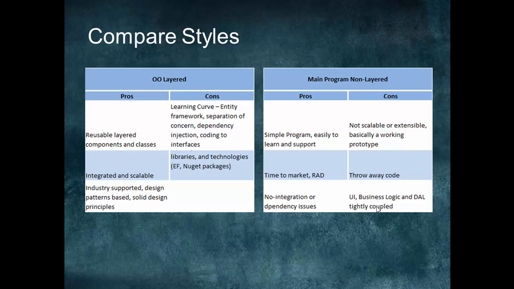When you have a layered object-oriented style, you have reusable layered components and classes. It's an integrated style. It's very scalable. It's also considered to be an industry-supported or recommended approach. It uses a design patterns-based approach, and what many folks call SOLID. It uses interfaces and inversion of control and various other methodologies that represent the SOLID design principles. So for all those reasons, it's a very good architecture.